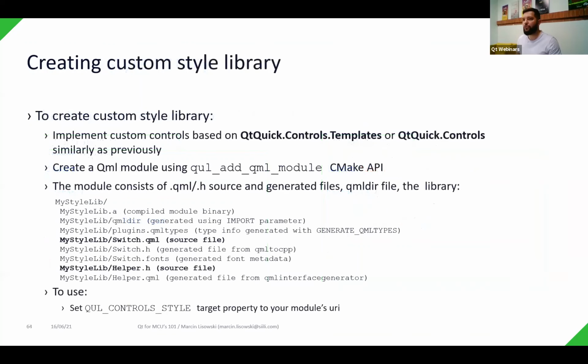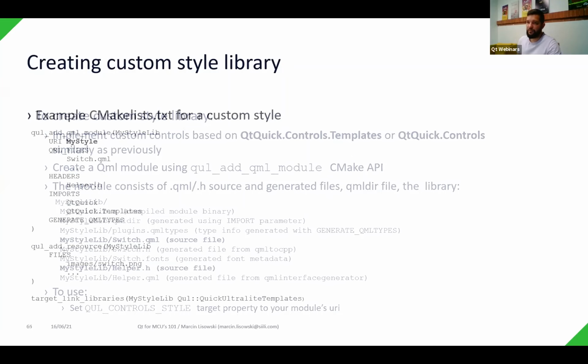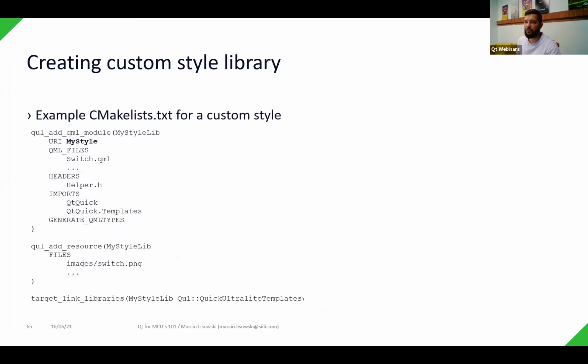And if you are going to create a custom style library, meaning really a static library, you have to use the QML module API in CMake, already used by us in our application, and you have to define your own module that will hold your custom styles. And this is an example which explains how to create that from CMake.